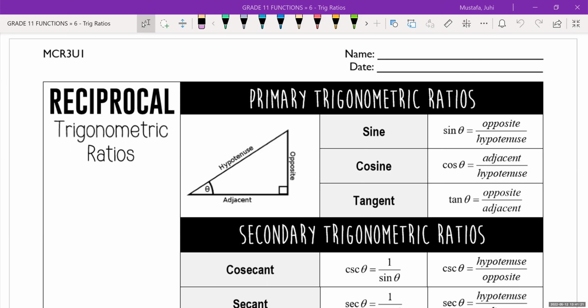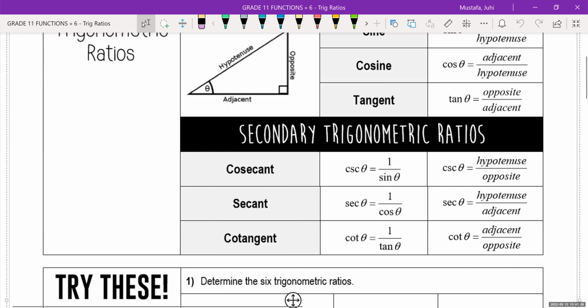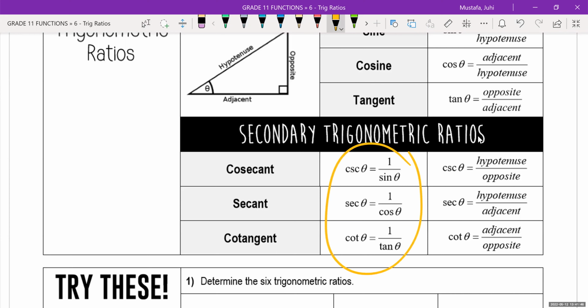There's something called secondary trigonometric ratios, or reciprocal. These are cosecant, which is given the symbol CSC, secant, which is given the symbol SEC, and cotangent, which is given the symbol COT. They're very closely related to sine, cos, and tan because they're just the reciprocal. What that means is cosecant is just 1 divided by sine theta, secant is 1 divided by cos theta, and cotangent is 1 divided by tan theta.